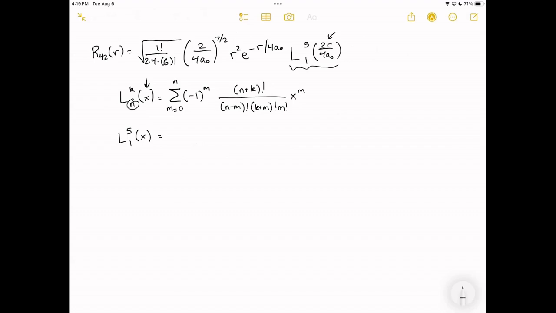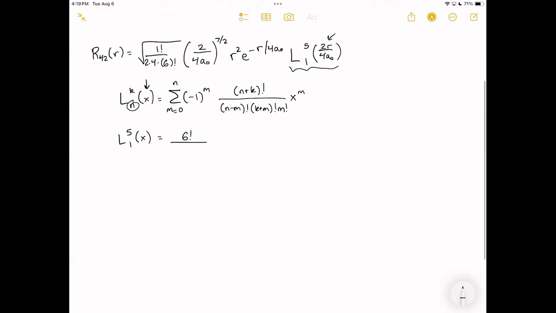So the numerator is n plus k, and that's always in there, right? So it's n plus k, which is 1 plus 5. So it's always 6 factorial. And then the denominator is n minus m, which is going to iterate as we sum over all of these m terms. So we have n minus m, so that's 1 minus m. So 1 minus 1 is 1. k plus m, so that's k is 5 plus m is 0. So we'll have 5. And then m is 0. And then we'll have x to the 0.